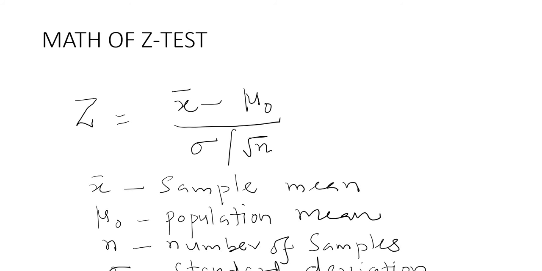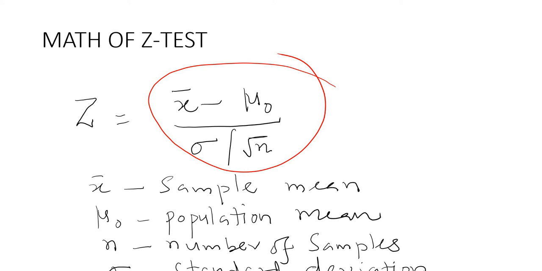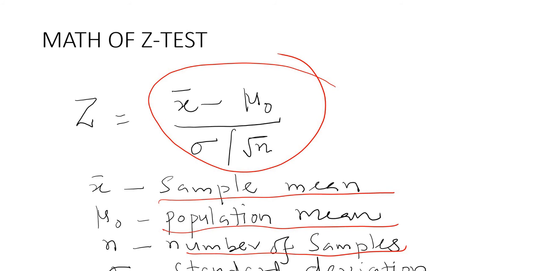Let's analyze it. For that, you need to understand the math of the z-test. The formula is z equals x bar minus mu 0, divided by sigma divided by root n. What is x bar? The sample mean, very simple. What is mu 0? The population mean. What is n? The number of samples. What is sigma? The standard deviation. This is the formula, so we need to apply it.